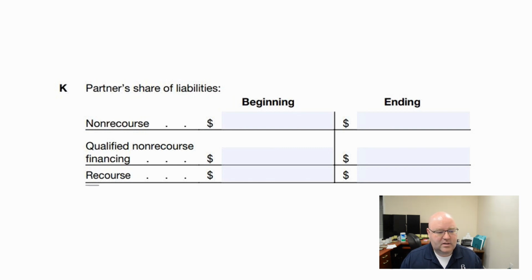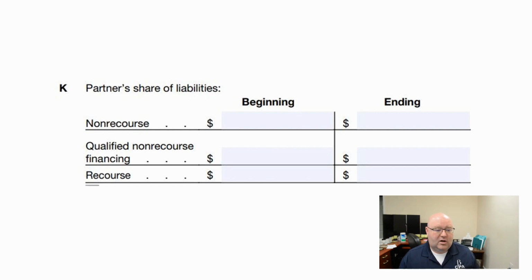In my example, we just started this year. So in the beginning of the year, we had nothing. Then we borrow money in order to fill out the partnership, buy the land and start building the building, and that's going to allow us to have an ending balance in our qualified non-recourse financing. That's going to allow us to keep track.